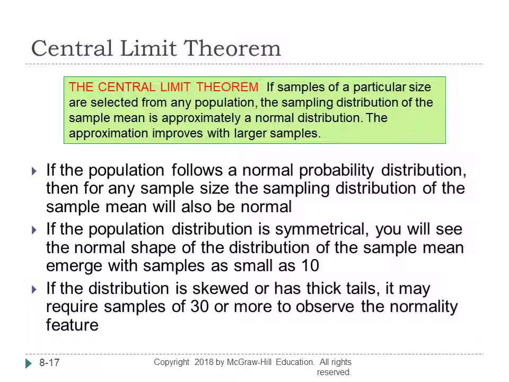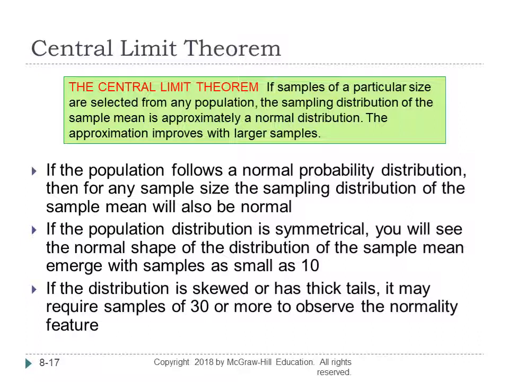Of course, there are conditions that will guarantee you that the distribution for the mean will be normal. For example, if you start with a population that follows a normal probability distribution, then for any sample size, the sampling distribution of the sample mean will also be normal. If you started with a population that already follows a normal distribution, then the size of the sample does not matter. The resulting distribution will always be normal.